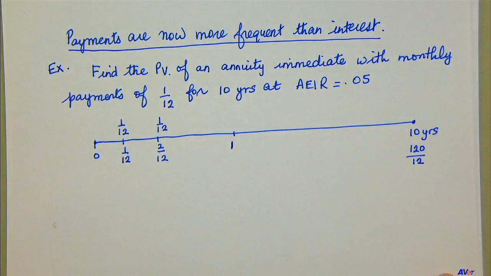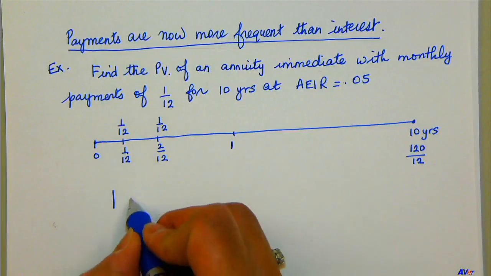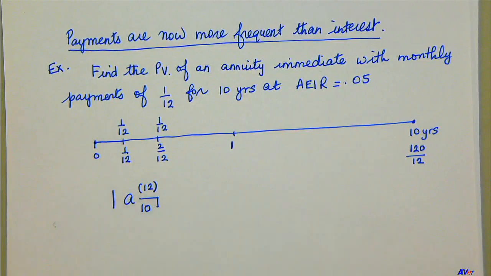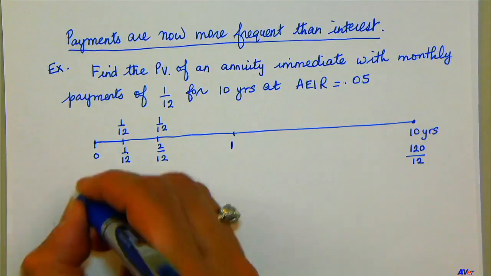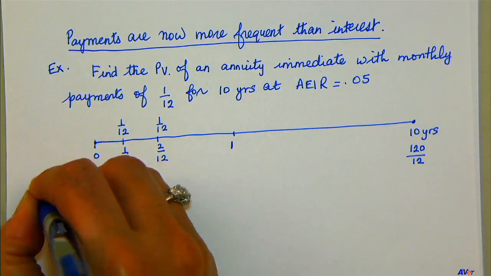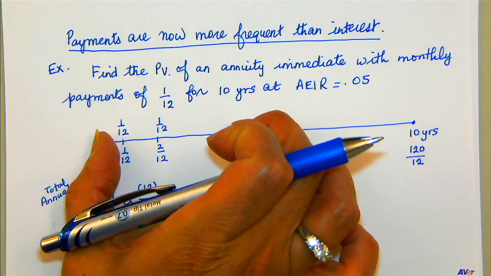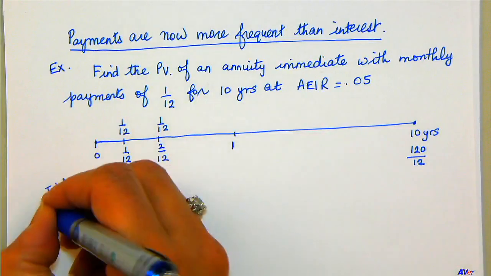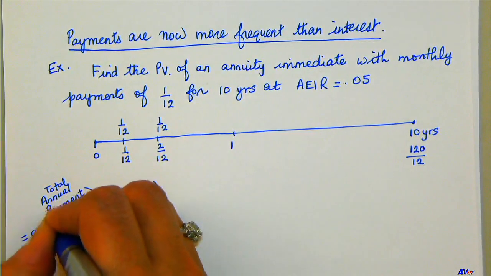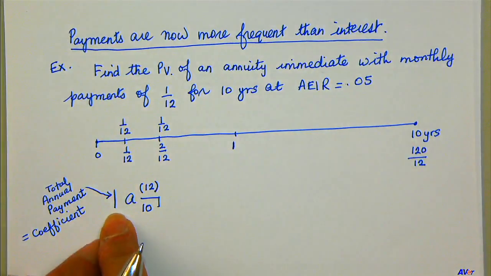So the way we write the present value is the following. 1, A angle 10, 12, like this. So this is saying that 1 is the total annual payment. It's the sum of these 1/12th, 1/12th, 1/12th, all added together. So total annual payment is the coefficient. So that's something new. We haven't done that ever before. So you're going to add the 12 payments. That's how you get 1.